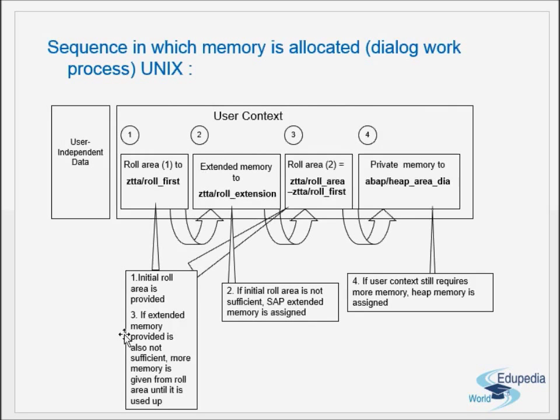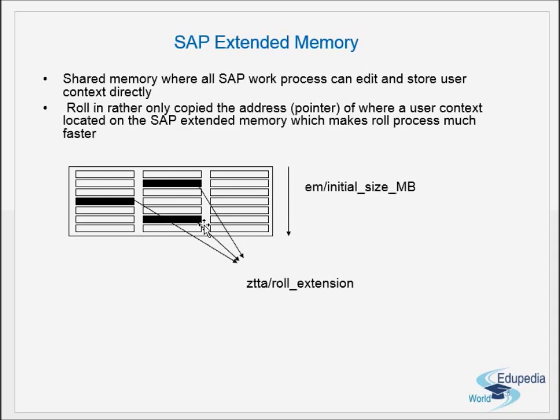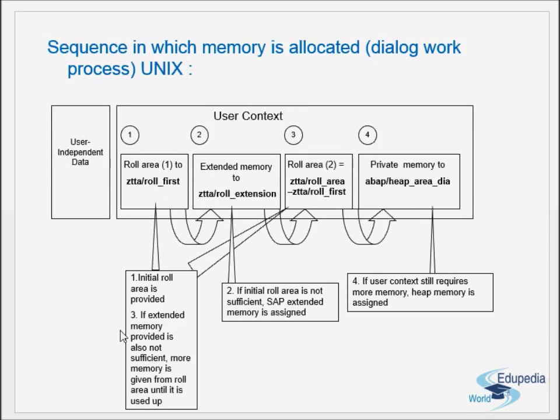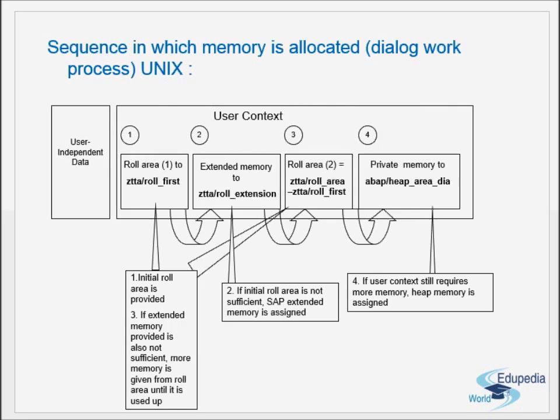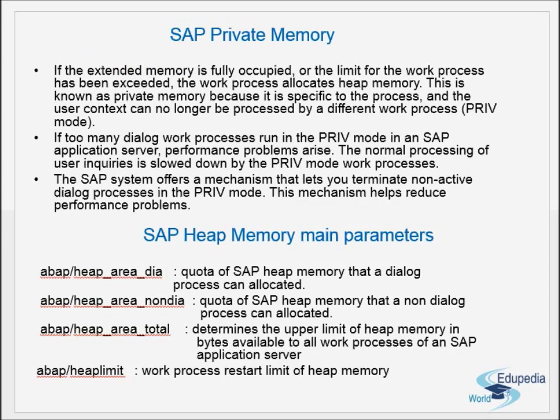Next, if the initial roll area is not sufficient, the SAP Extended Memory is assigned. It gets some amount from the Extended Memory. Then, if the Extended Memory is also not sufficient, more memory is given from the roll area until it's used up. That is the roll area minus roll first, this remaining amount. First it's used, then the roll area minus roll first, that entire one is used. If the user context still requires more memory, the heap memory is assigned. Then it goes to the heap memory.